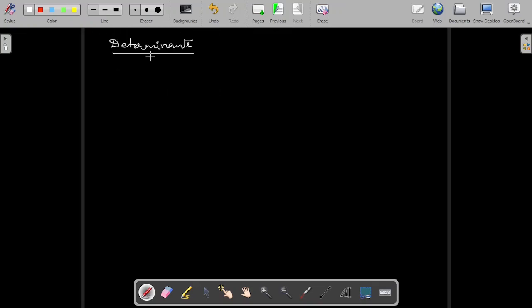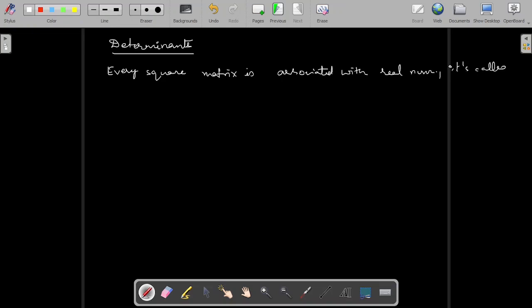Now let's see what are determinants. Every square matrix is associated with a number, a real number usually, which is called its determinant.